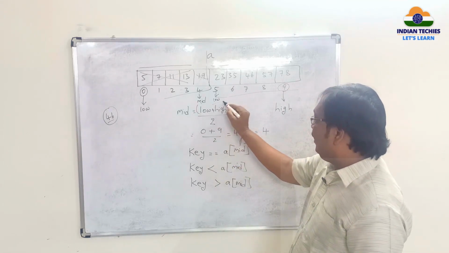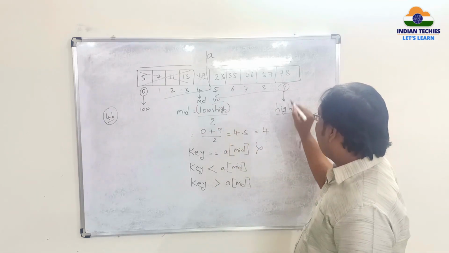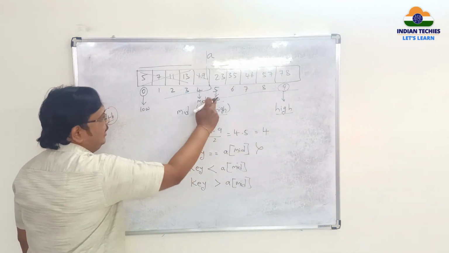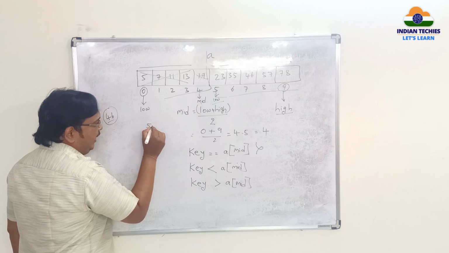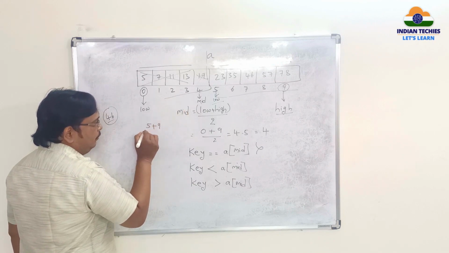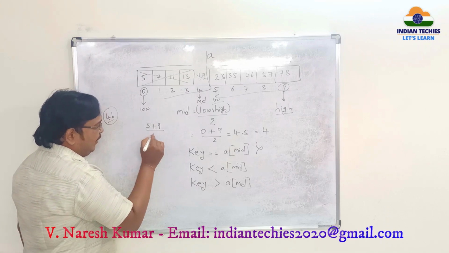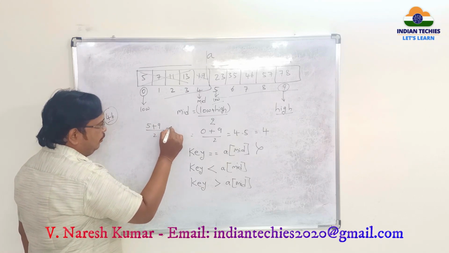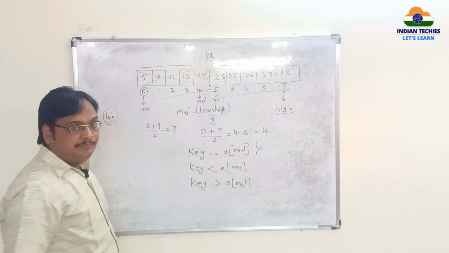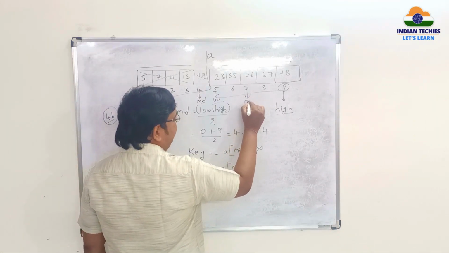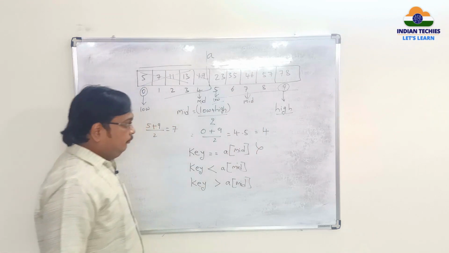Now you got low value as 5, high value as 9. Again perform this process. What is low value now? 5. What is high value now? 9. So 9 plus 5 by 2, it is 14 by 2. It will be 7. So what is your mid value now? This is your mid value.